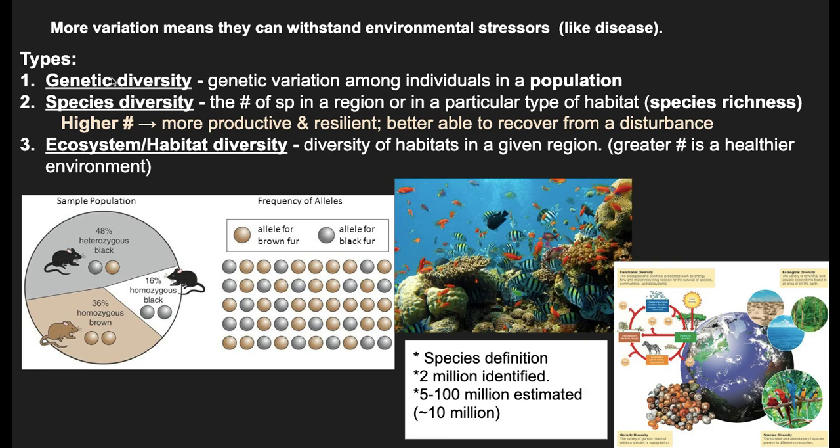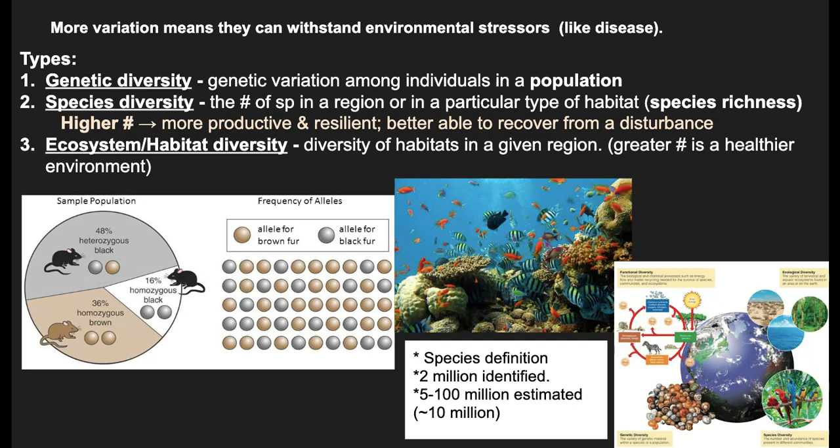So the next one is species diversity. Species diversity is going to be the number of species in a region in a particular type of habitat, and that is known as the species richness. So if I can count how many species I have in this coral reef, I would say this is the number of species, which is the same as saying species richness. That's usually a question on the exam.